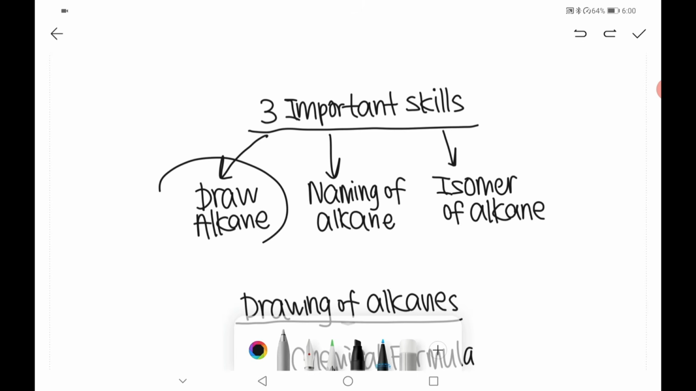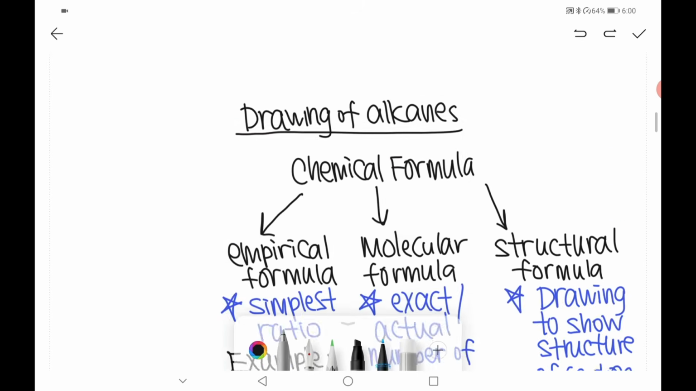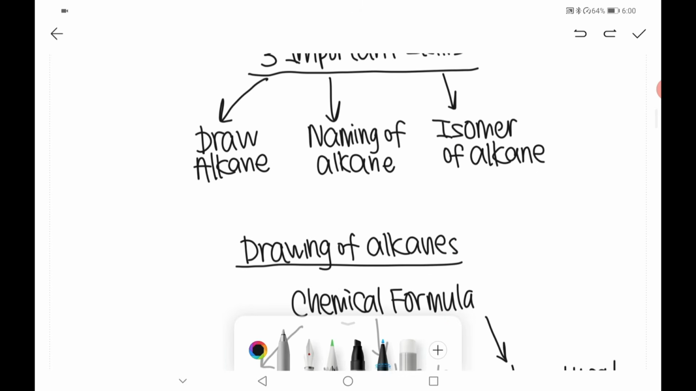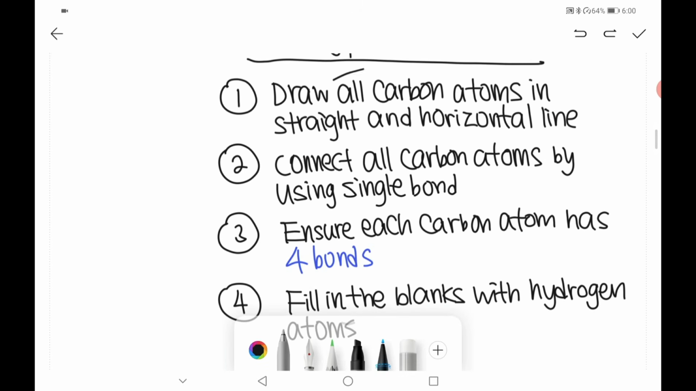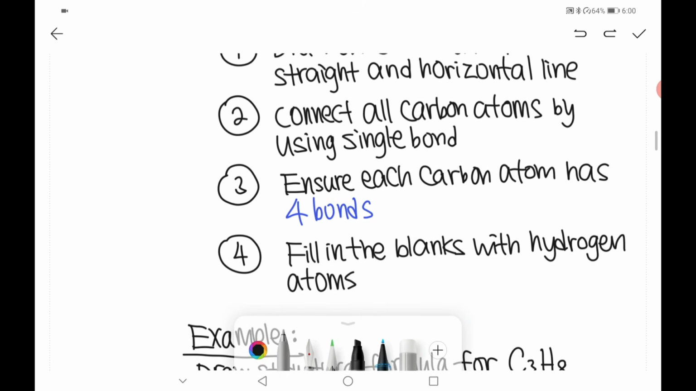So make sure you know how to draw alkane. Draw all the carbon first, and then connect all the carbon with single bonds, because the single bond is the functional group of alkane. After that, every carbon must always have 4 bonds. Cannot be more, cannot be less, must be 4 only. And fill in the blanks with hydrogen. This is how we draw alkane.